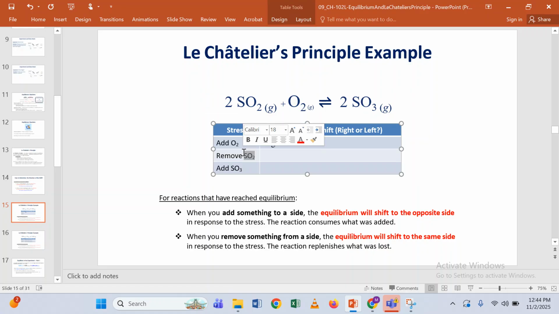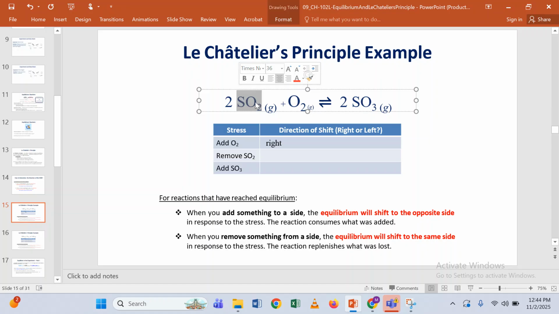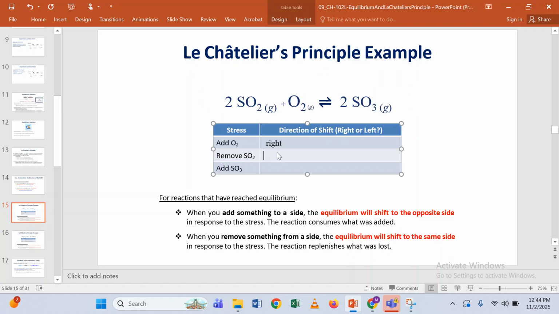Now, what if you remove SO2? If you get rid of SO2, the system would want to make more of it. So, my question for you is, if we want to make more SO2, do we want to shift to the left to make more of it, or do we shift to the right away from it? The correct answer, we want to shift to the left so we can make more and more SO2.